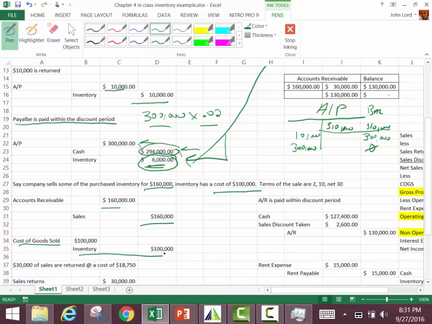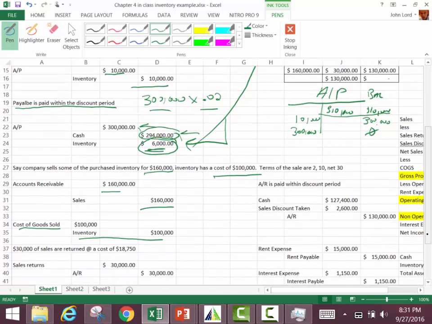Cost of what I sold is $100,000, and I'm giving up inventory that had value of $100,000, so I'm crediting the inventory for $100,000, right? Okay, good. Then what? Then these people have the nerve to return my goods that I sold to them. How dare they? Okay, but what happens?